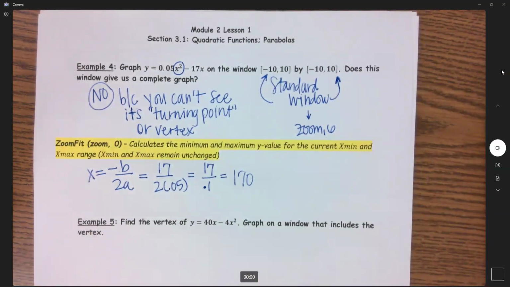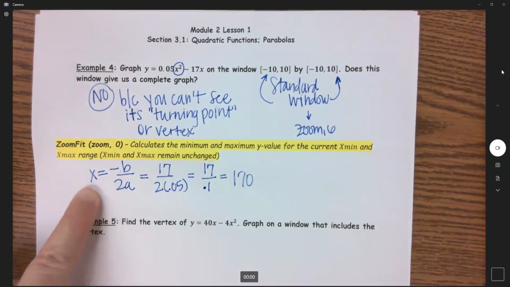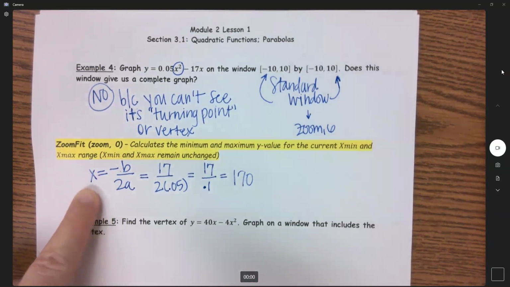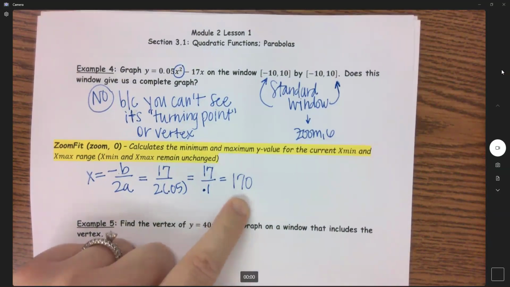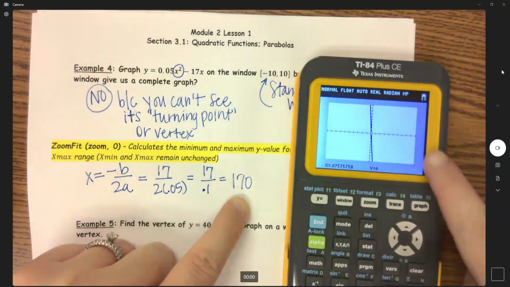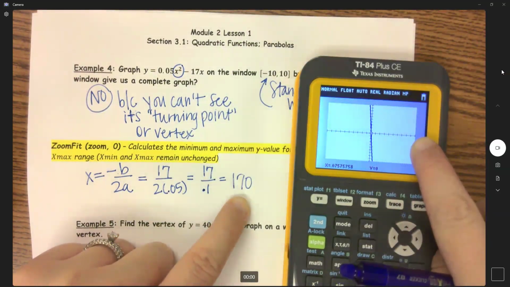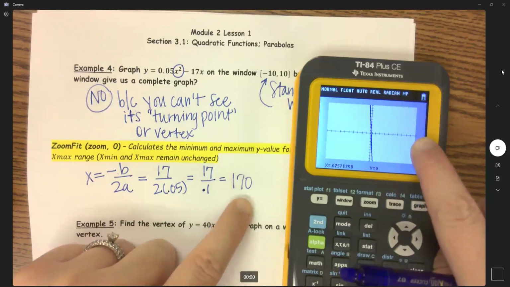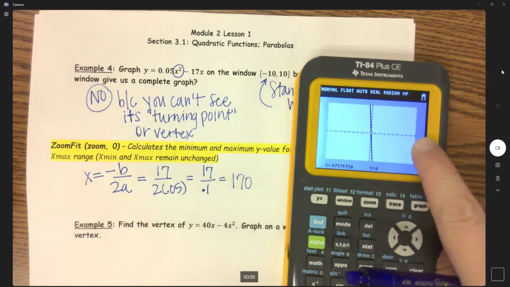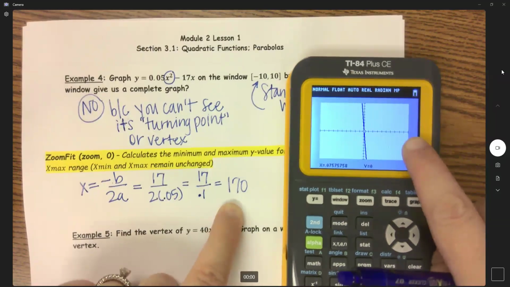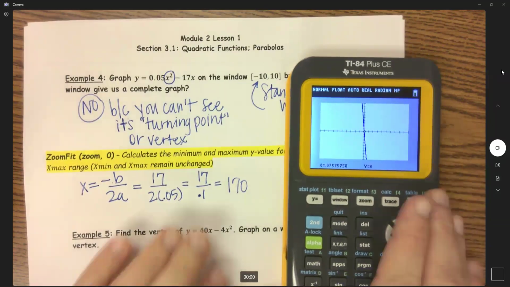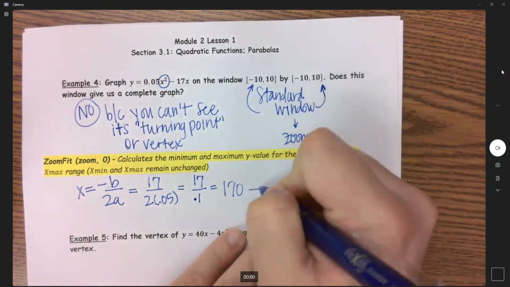Okay. I don't know what my y point is for my vertex. The ZoomFit's going to figure that out for us. What I do know is that the x coordinate of my vertex is 170. And on this graph right here, we went only to 10. So not even close to enough. If the x coordinate of my vertex is 170 and I'm only at 10 right here. So I can use this to my benefit though.